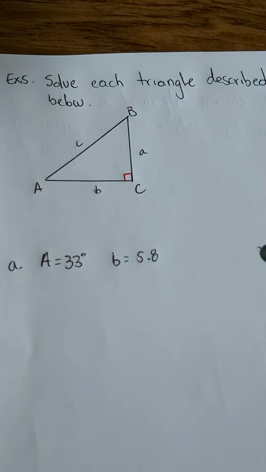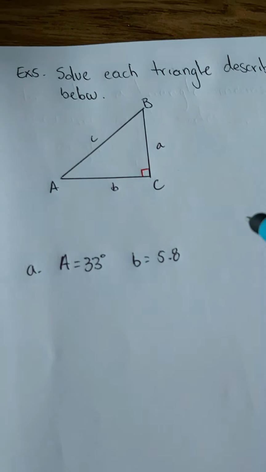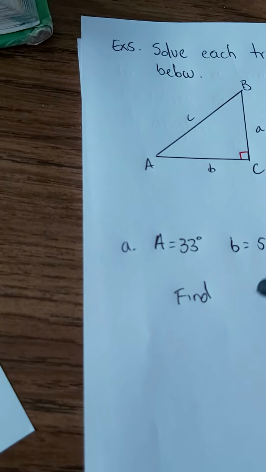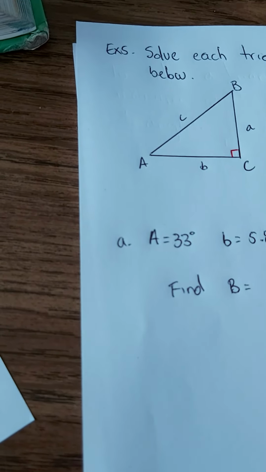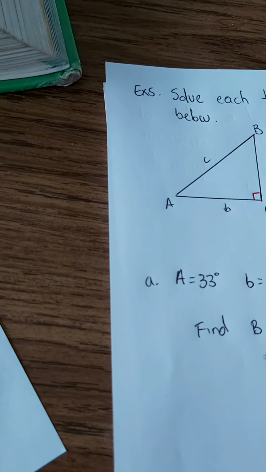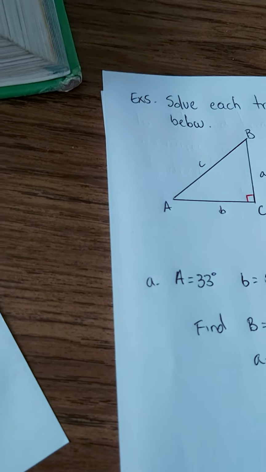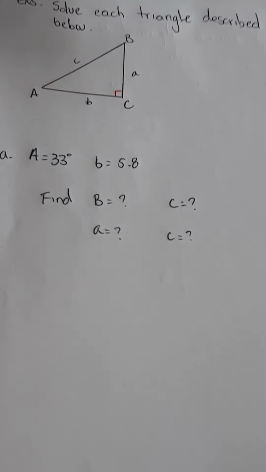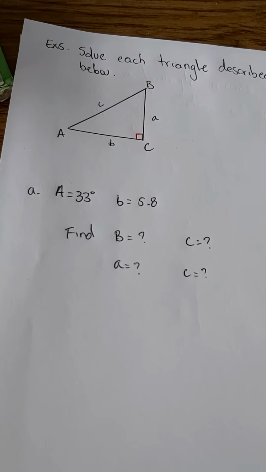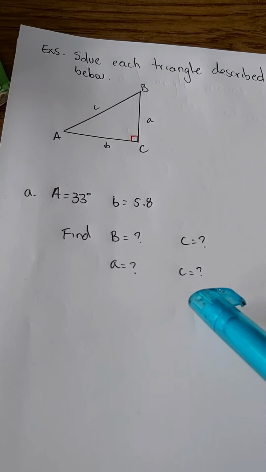So to solve the triangle means that we're going to have to find angle B, angle C, side A, side C. Okay? To solve the triangle, we have angle A, side B. So to solve the triangle means to find angle B, angle C, side A, side C.